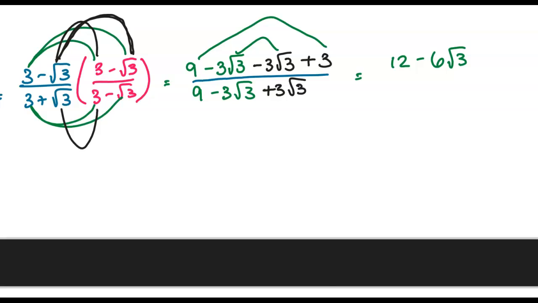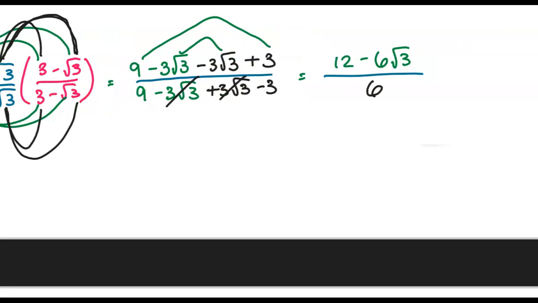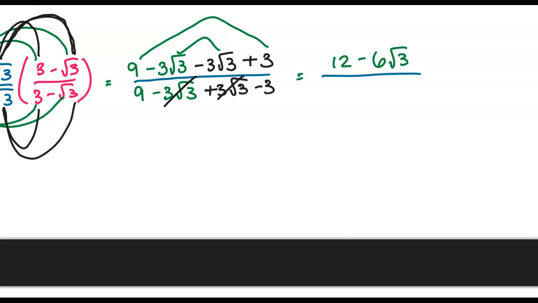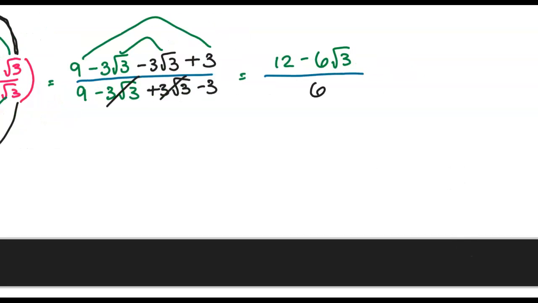Positive 3 root 3. And what is root 3 times negative root 3? What happens here? Oh, thank God. This is why we multiplied by the conjugate, because the roots will cancel. The middle terms will cancel. And what's 9 minus 3? 6. However, can this be simplified? Yes. What goes into 12, 6, and 6?